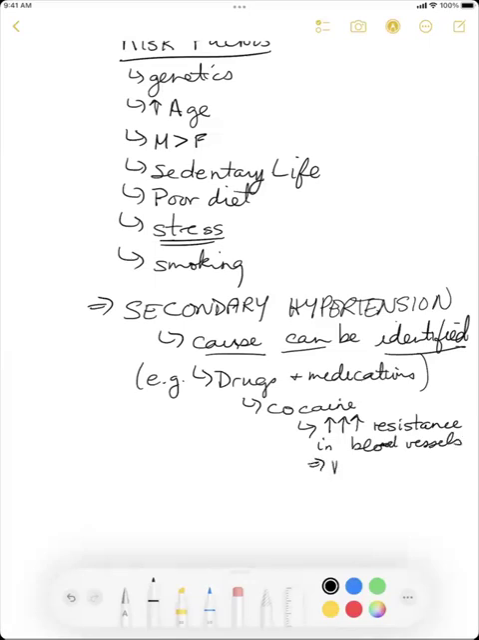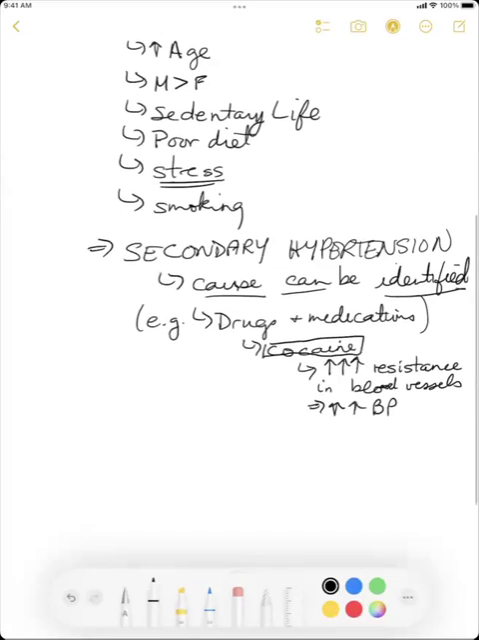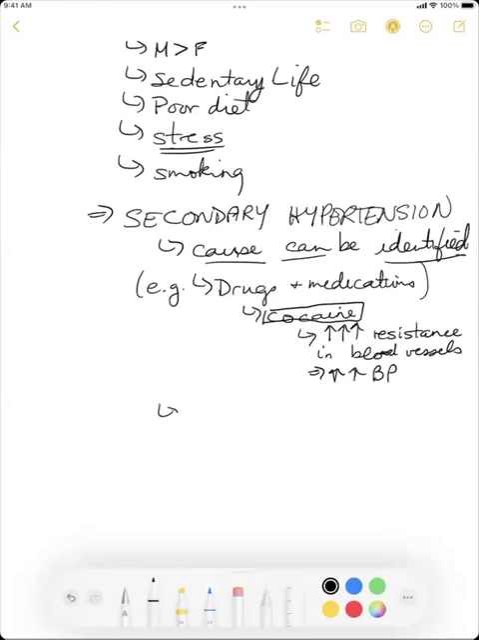And this can increase blood pressure. This would be an instance where we know what's causing the high blood pressure. Another thing that can lead to a secondary cause of hypertension is a condition known as obstructive sleep apnea.